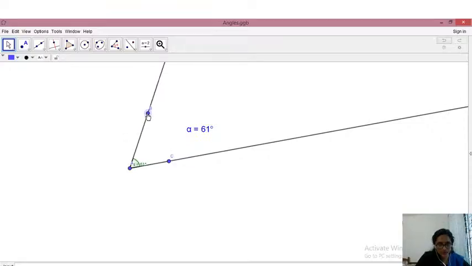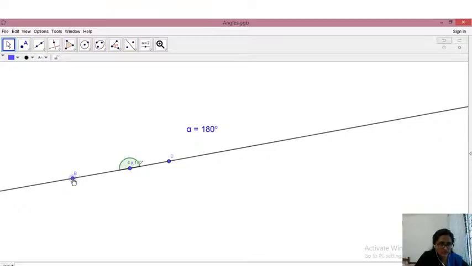Now I am moving again. So let's see. Now the angle became 90 degree, that is, it is a right angle, and now I am moving again. So it is greater than 90 degree, and now it is an obtuse angle. It is greater than 90 and it is less than 180. Now what happens when it is 180 degree? Is 179 degree, that is also an obtuse angle.